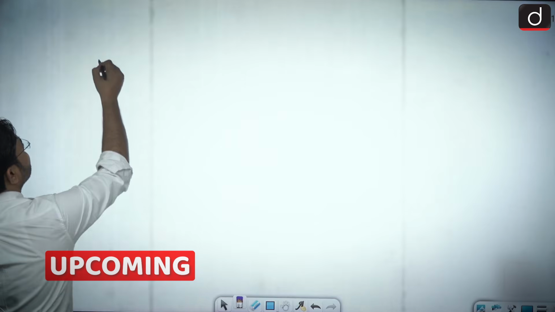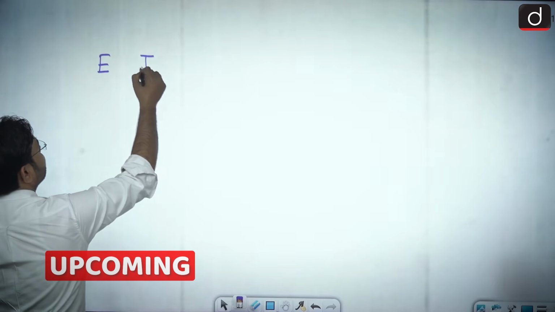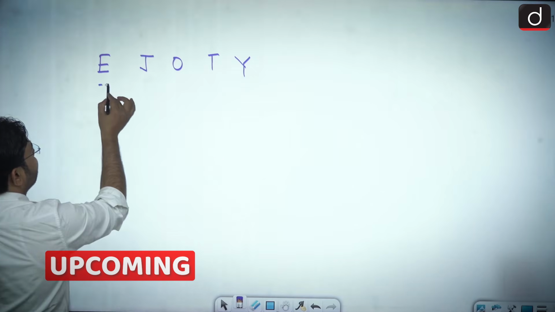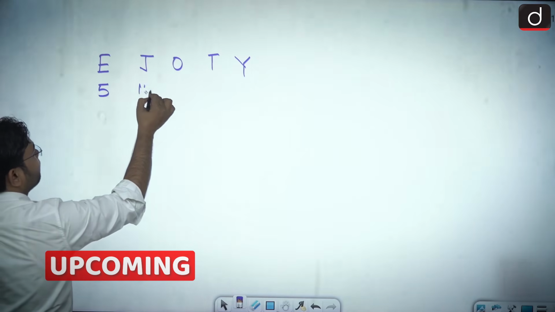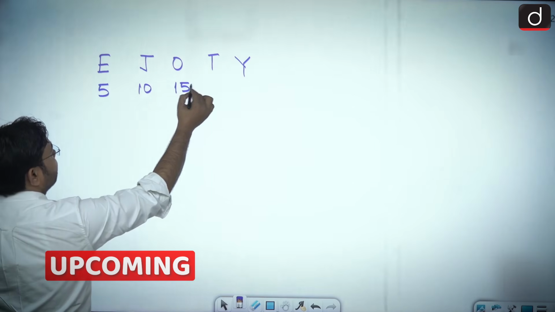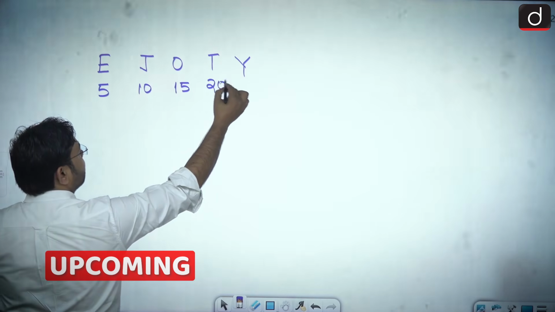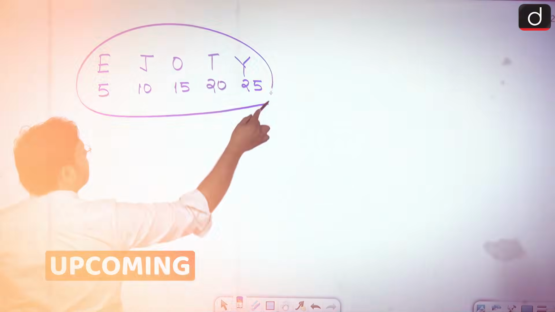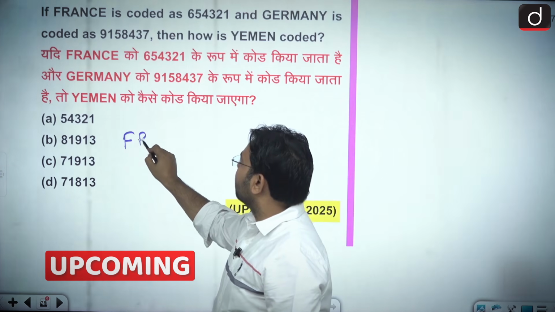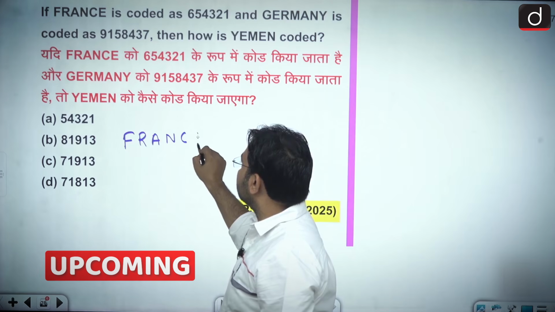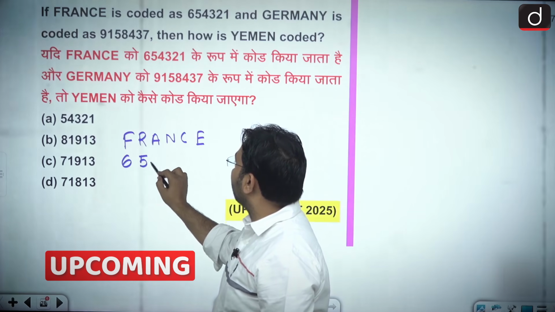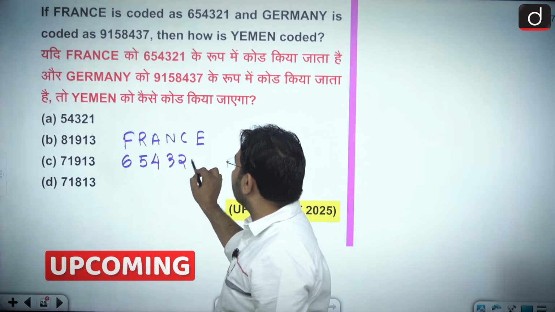First you need to know the word. This is 5, 5 plus 5, 10 plus 5, 15 plus 5 and plus 5. 5 letters are there. F, R, A, N, C, E. Coded is 5, 6, 5, 4, 3, 2, 1.